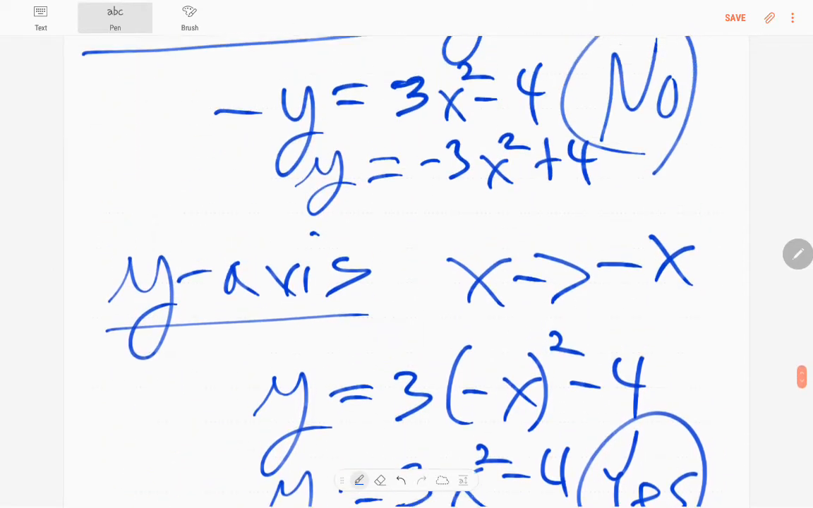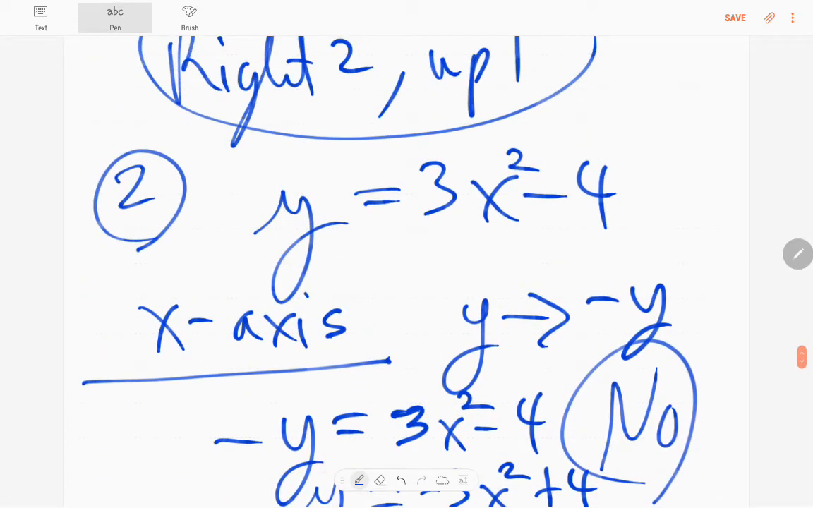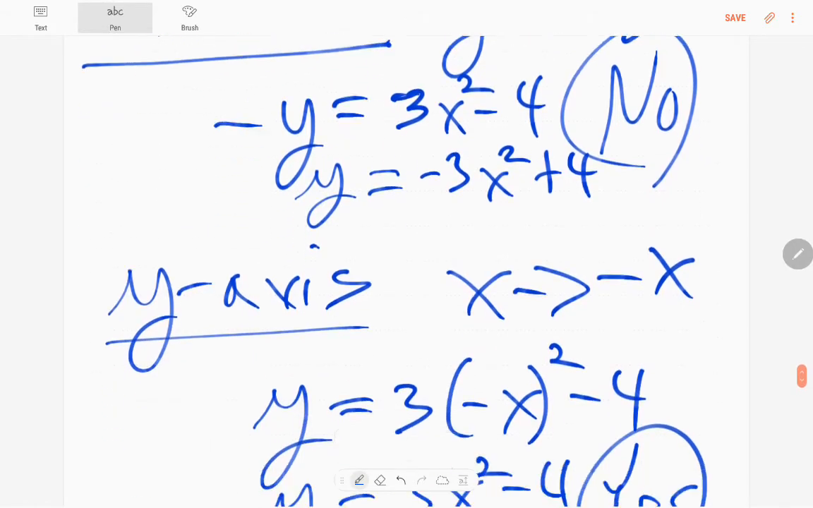And you know, you didn't necessarily need to do all that work. Usually you just have to focus on the variable that's being squared. So this kind of implies that I can replace x with negative x. That means it's symmetric to the y-axis. That's kind of the shortcut. If both variables are squared, you can conclude that it's symmetric to the origin. Actually, all three. But let's do number 3.